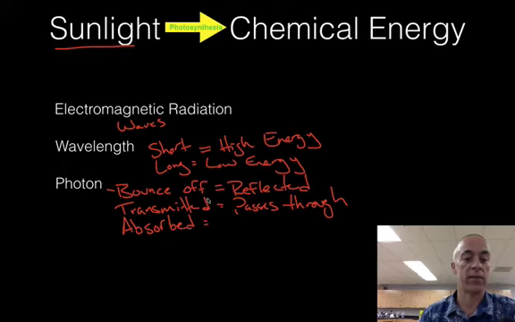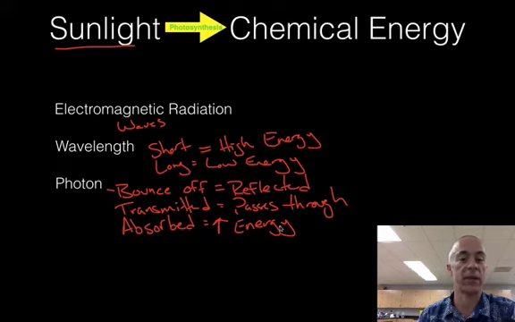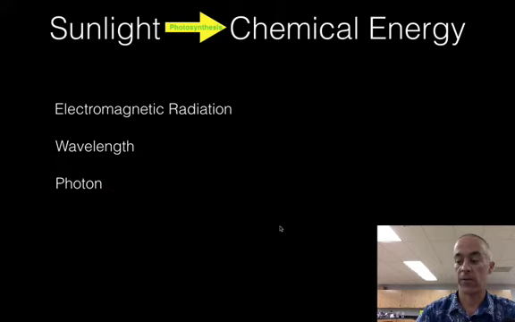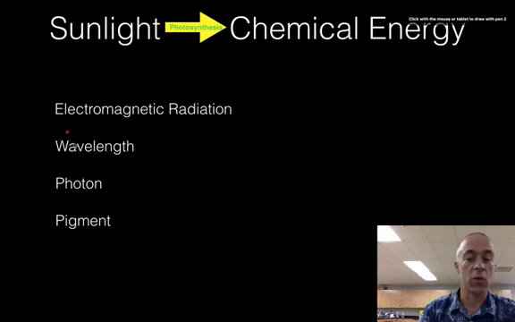And when molecules absorb photons, it increases their energy. So by absorbing photons, you're going to increase energy. Great example of that, take a black cast iron skillet, put it out in the sun, let it absorb some photons, come back later, put your hand on it, it's going to be hot because it absorbed energy from those photons. Anything that absorbs photons or absorbs sunlight energy is called a pigment.